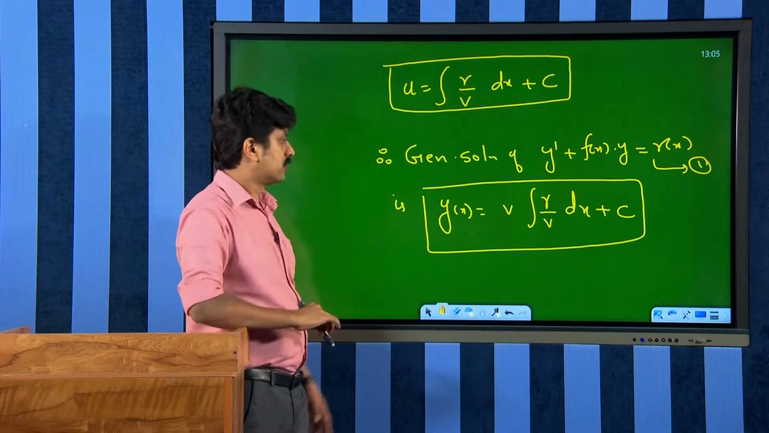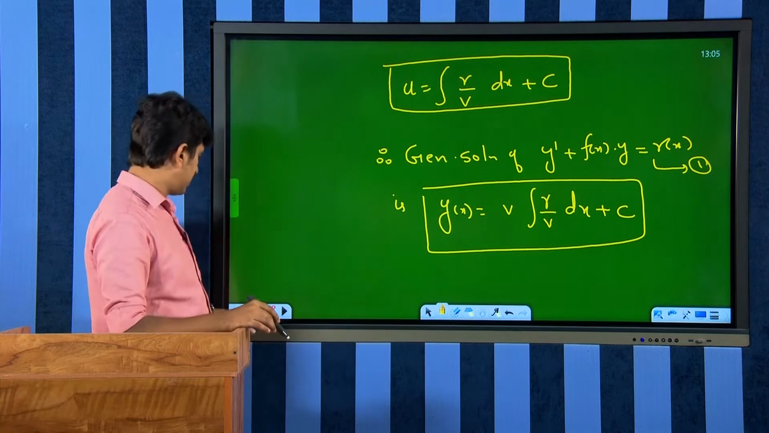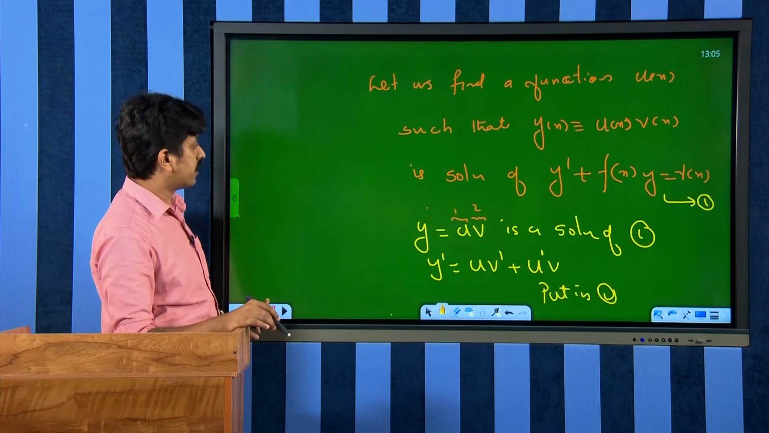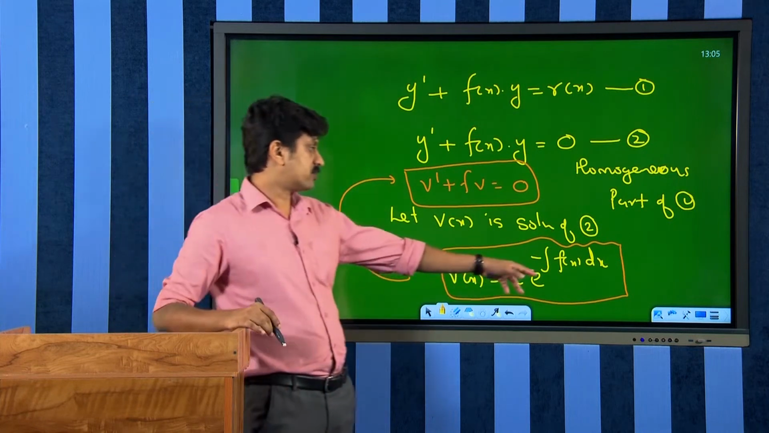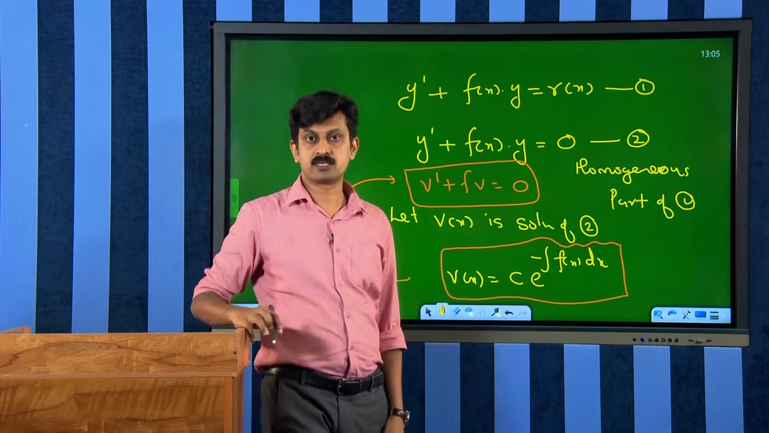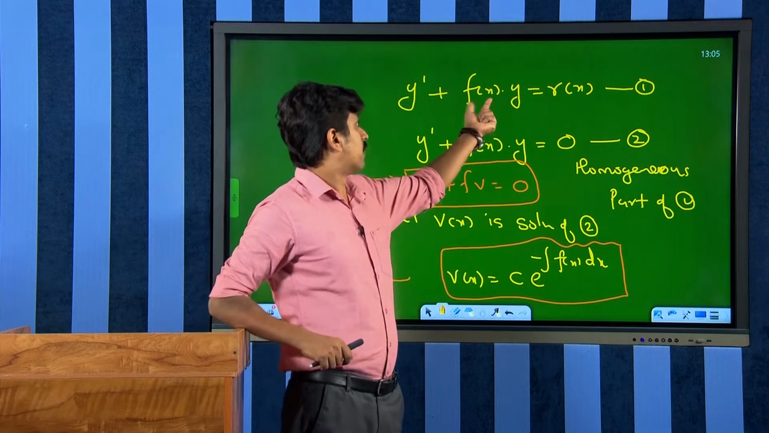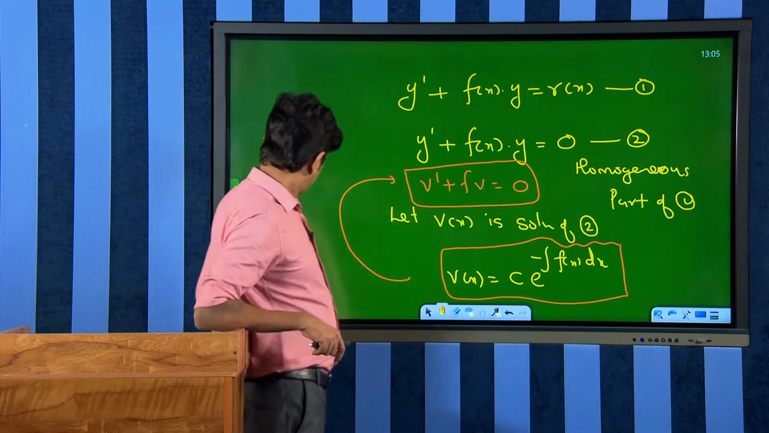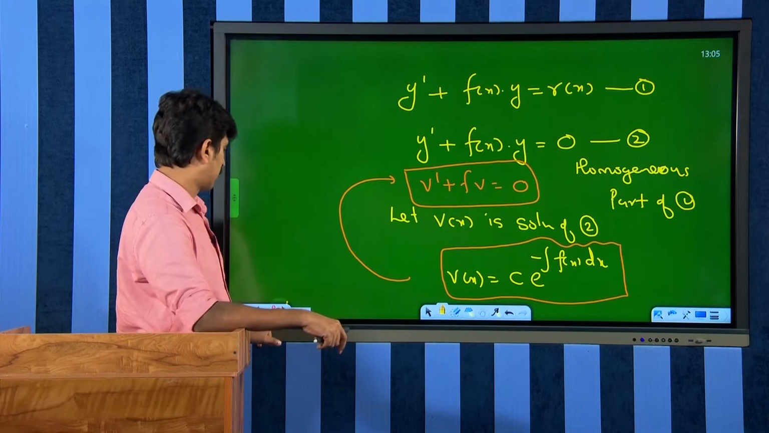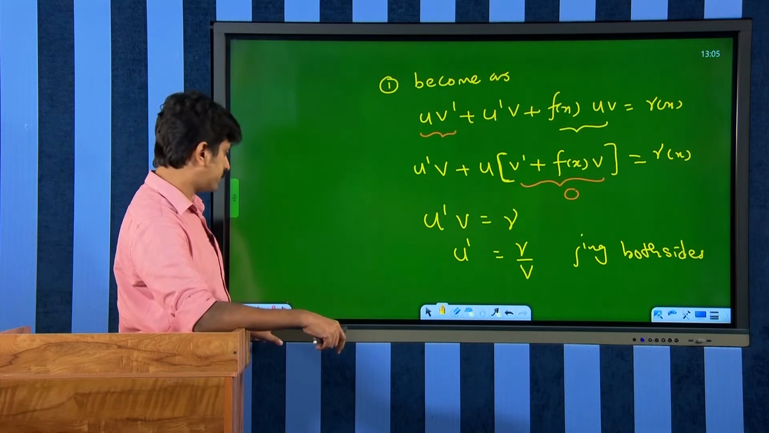Fine. So, we can find v by using this formula: v is equal to c raised to the integral of minus f of x dx. We know f of x is the coefficient function of y. So, by using this we can find the solution.